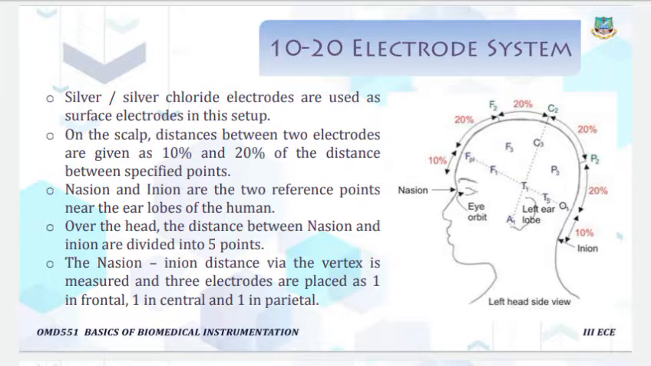points. From the 10%, 20%, 20%, 20%, 20%, again back to 10%. So the Nasion-Inion distance where the vertex is measured, and 3 electrodes are placed: one in the frontal portion, one in the central portion, and one in the parietal portion.